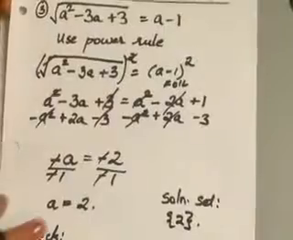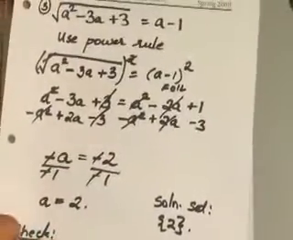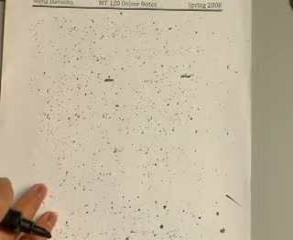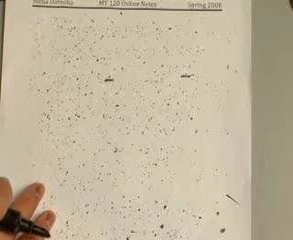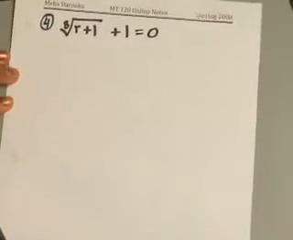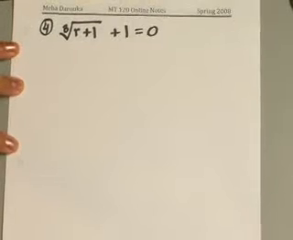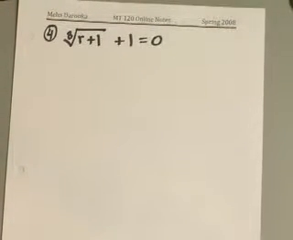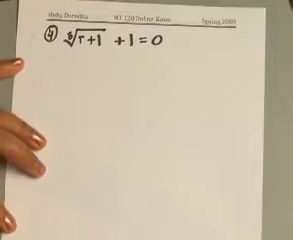Okay. Now all the examples that we looked at so far were dealing with square roots. Now I want to look at a couple examples where we're dealing with roots higher than that. So our first example will be a cube root here. You have cube root of r plus 1. This quantity is added to 1 and that equals 0.